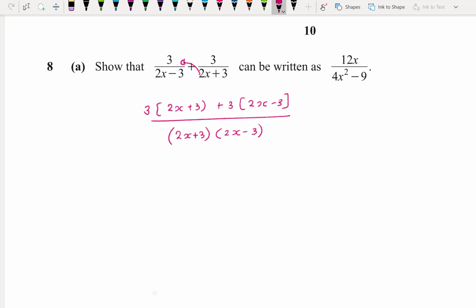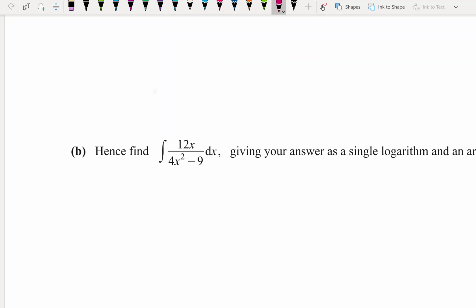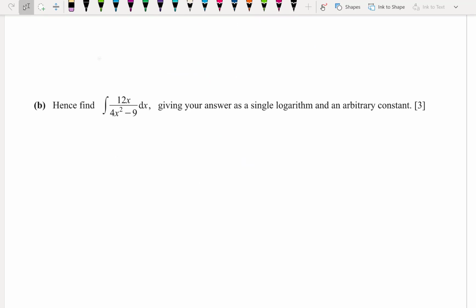Is it okay? Let's simplify this, Amrita. This will be 6x plus 9 plus 6x minus 9 divided by 4x square minus 9. Okay, let's cancel the terms that have to go. Right. 12x divided by 4x square minus 9. Done? Yes. Okay, let's proceed, Amrita. Well, obviously based on what we have seen earlier, do the integration. And it says it has to be written with 1 logarithm plus 1 arbitrary constant.